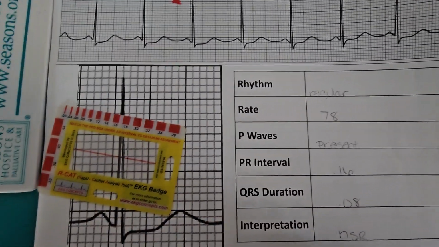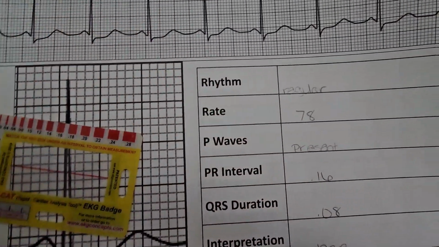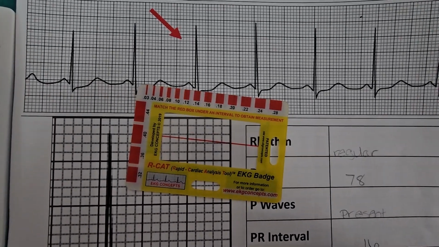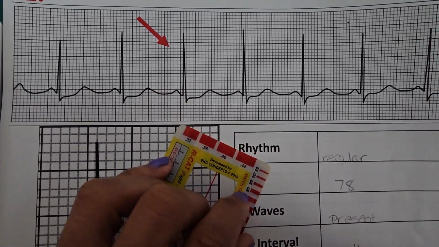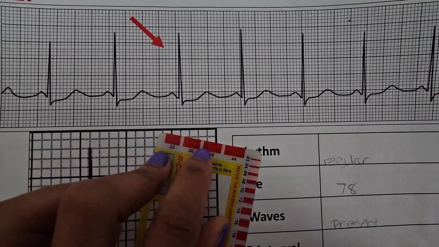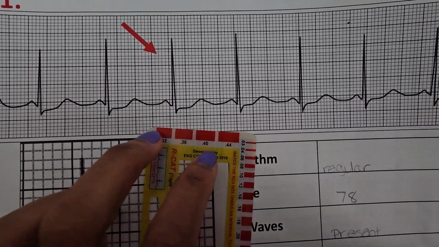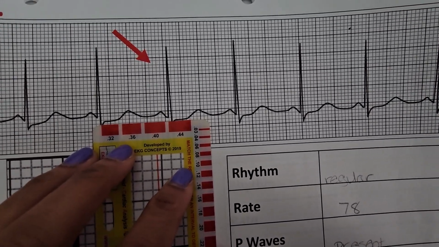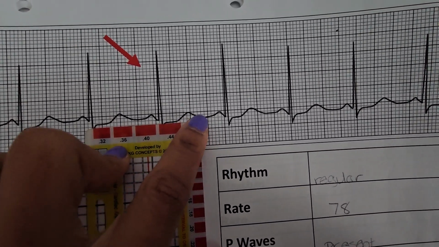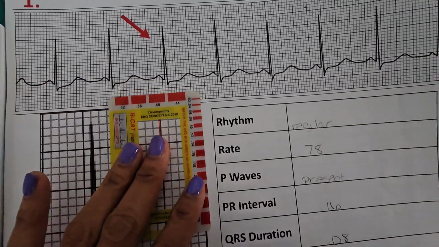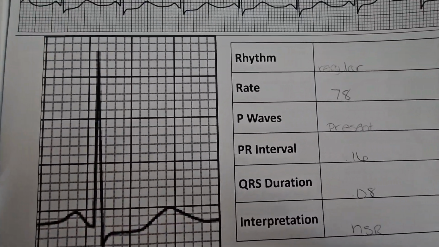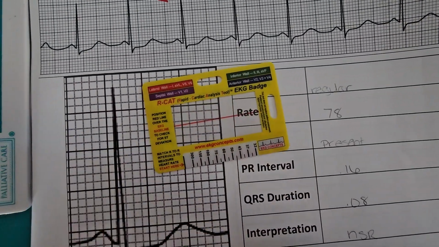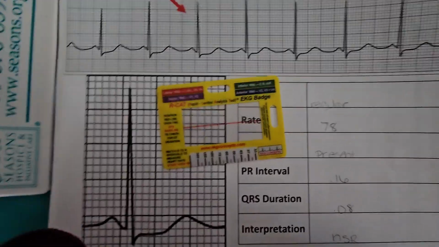Now on this practice sheet, there is no measuring of your QT intervals or anything like that. But in the event that you do have to measure a QT interval, these wider boxes are for your QTs. And that's literally measuring from here all the way to the end of the QT, which I don't usually use this to measure. I never really have to do it, but that's how you would use the R-Cat. All right, hope this helps.